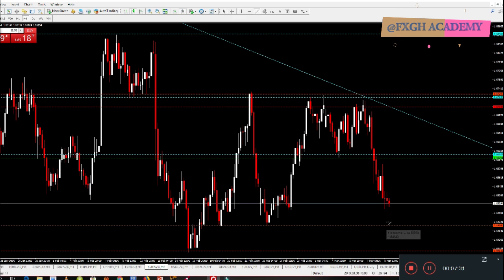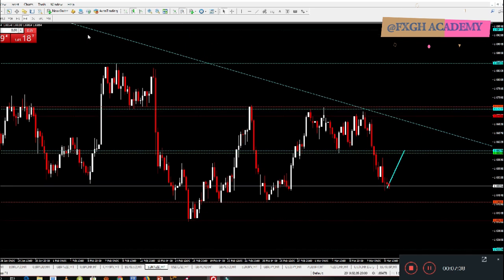EUR/NZD broke out from a support turning to resistance. If we can get a pullback up to test the resistance, we'll see the market moving to test previous support. If it breaks, we also test the next support.